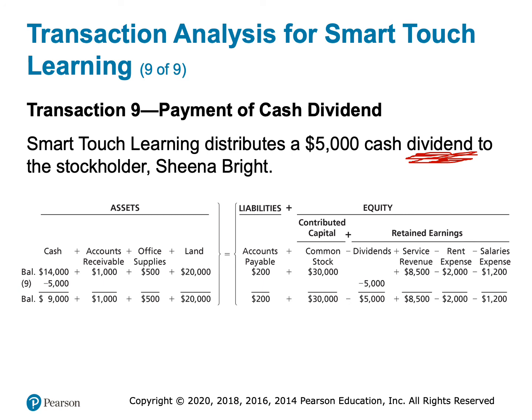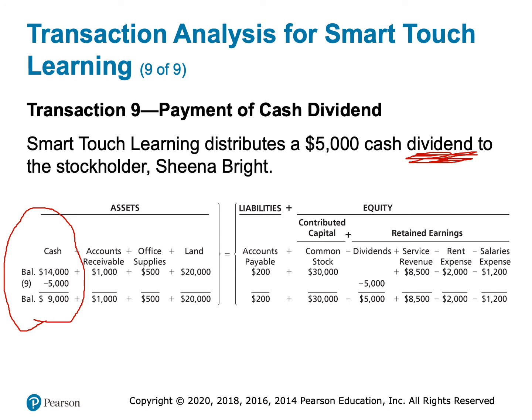Okay, we don't legally owe her any money. So corporations are not required to pay dividends. You need to know that up front. We'll talk about dividends a whole lot more in chapter 13. But right now we've written Sheena Bright a check for $5,000, and since she's not an employee but an owner, this is a dividend. So we reduce cash by $5,000 because we wrote her a check.